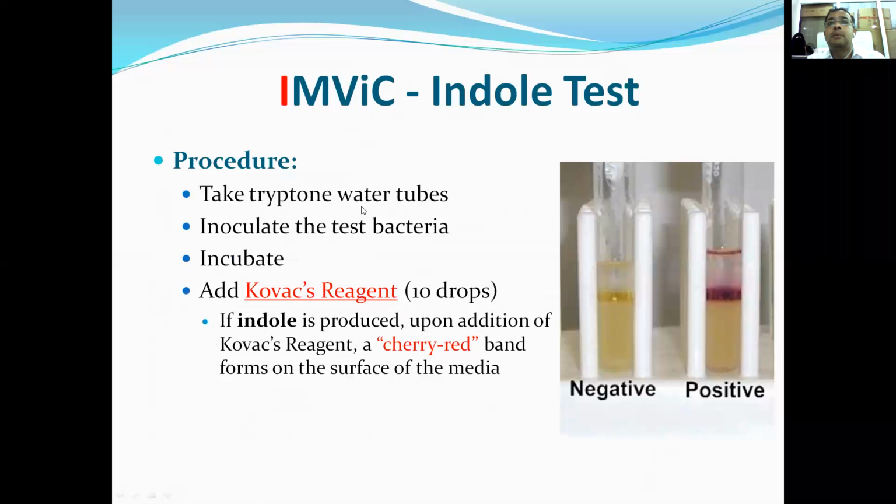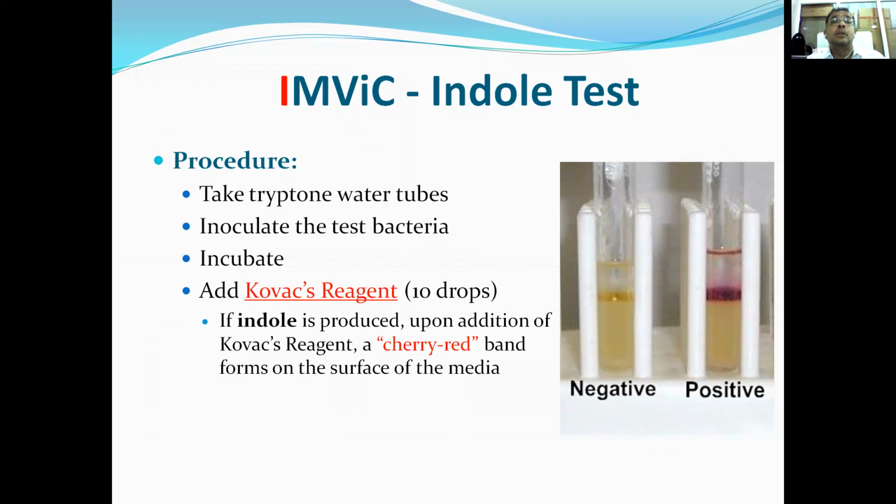Now the procedure is again very simple. You take tryptone water tubes. This is a broth in which you inoculate your test bacteria. Whenever you inoculate test bacteria, you should always keep a negative control, a positive control and an uninoculated tube. Uninoculated means you do not inoculate any bacteria; that will tell us whether your media is okay or has been contaminated. So always put at least three controls along with your test sample. After inoculation, you go for incubation, generally overnight for 14 to 16 hours at 37 degrees centigrade.